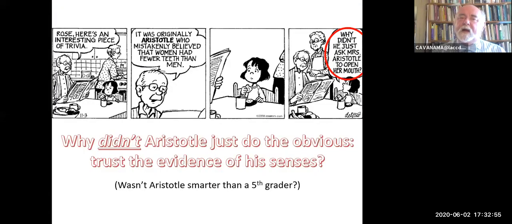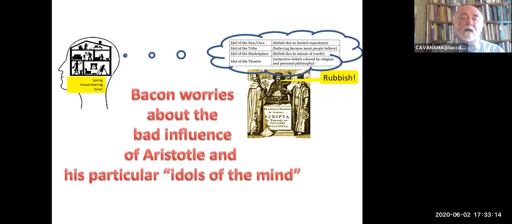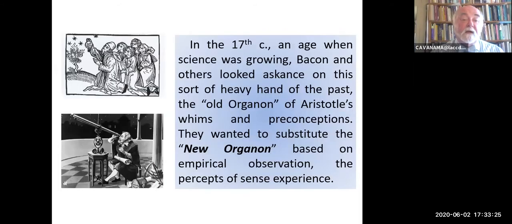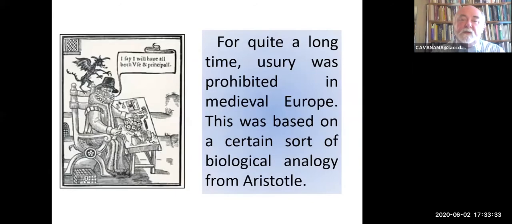Well, yeah. Why didn't he do what seems obvious to us, trust the evidence of his senses? Wasn't Aristotle smarter than a fifth grader? Well, apparently it didn't seem important to Aristotle, nor to many people who followed Aristotle, for that matter, to ask Mrs. Aristotle, for example, to open her mouth and just do a quick check. So Bacon worries about this. He worries about the bad influence of Aristotle and his particular idols of the mind. He too wants to clear out the rubbish from our mental attics, as Descartes did in his own way. The heavy hand of the past, the old organon, and Bacon says we need a new organon.